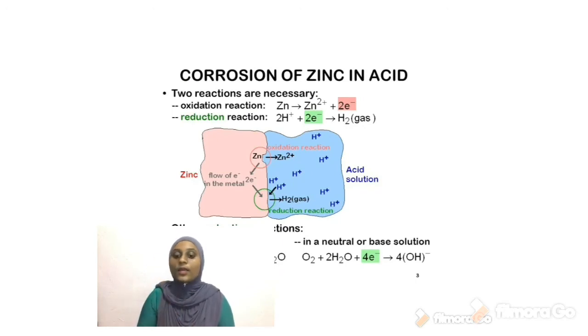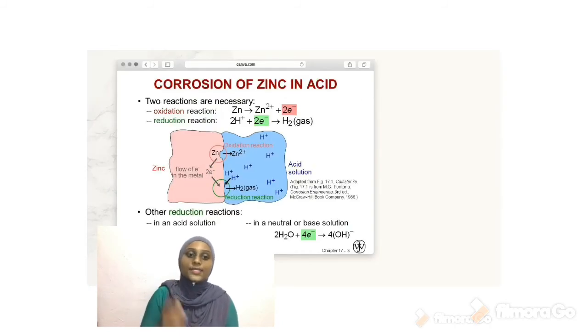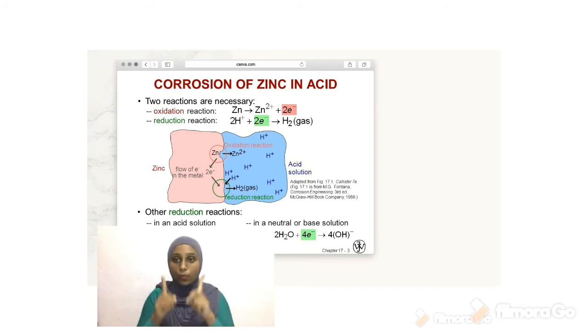For oxidation, zinc changes from 0 to 2+, so electrons are lost. For hydrogen, the case is a little different, where hydrogen goes from +1 to 0. This means that for each hydrogen ion that reacts, one electron is needed. Since two hydrogen ions react, two electrons are needed.